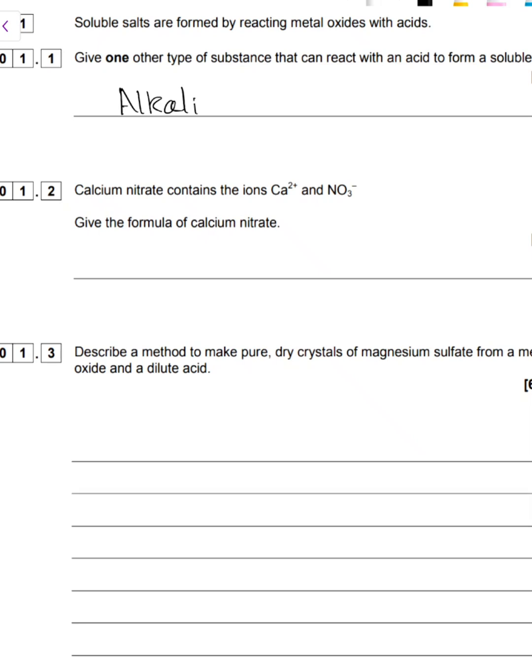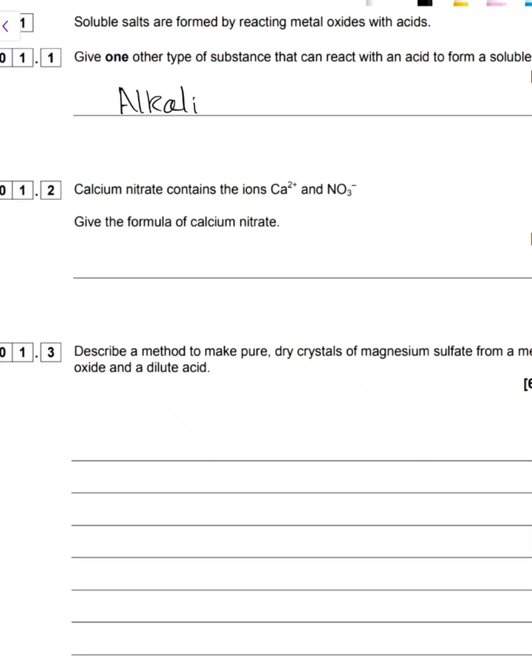But it's also acceptable to have metal hydroxide, to have metal carbonate, or just in fact to say a metal, because all of those will produce a salt. What you cannot say, because it has already said it in the root of the question, is a metal oxide.